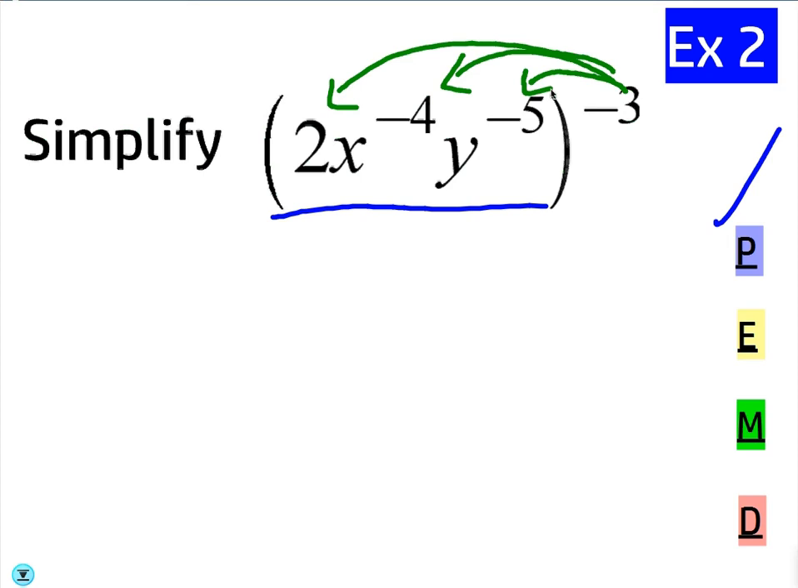Okay? So honestly, I don't really like teaching things two different ways because it can become confusing. But in this particular case, I think it's good to see both ways. So we get 2 to the -3.